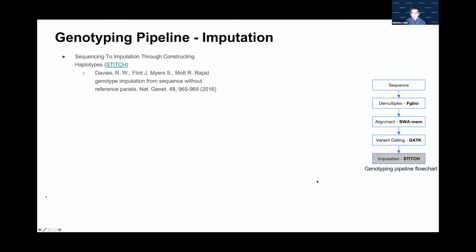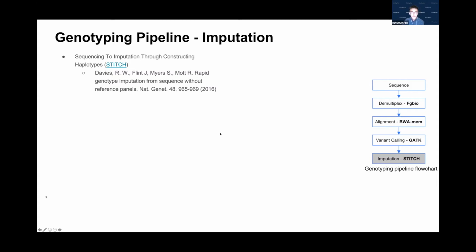So the next step after the variant calling is the imputation step. For imputation, we use the software called STITCH, which stands for sequencing to imputation through constructing haplotypes. It's developed by Robbie Davies from Cambridge, and you can visit that paper. This is software for imputation without a reference panel. We don't have a reference panel for the California mice, so that's why we use this one.